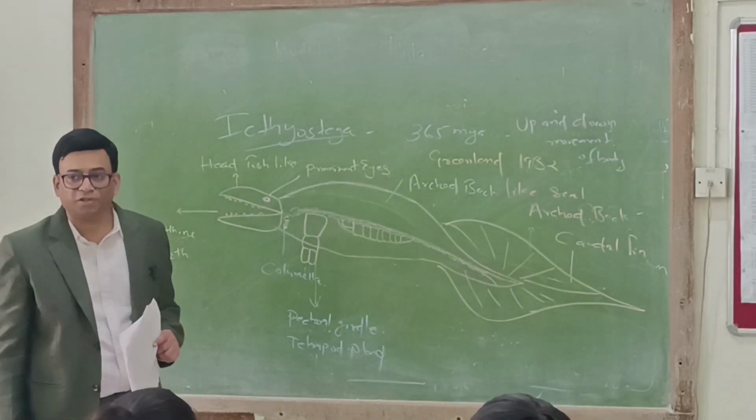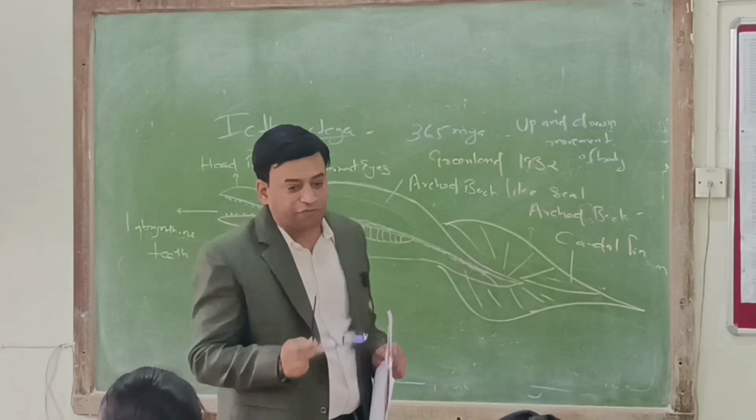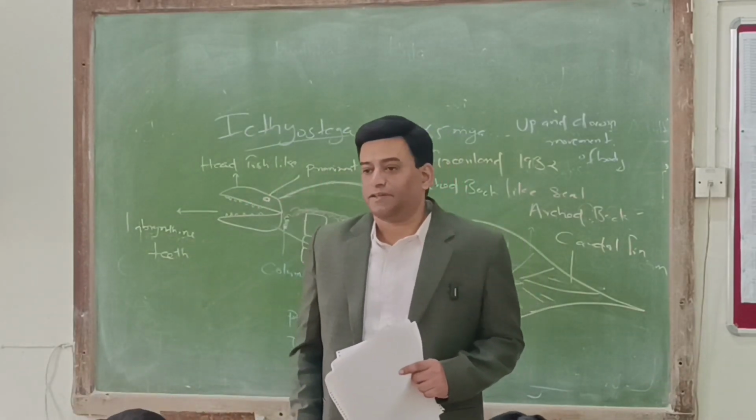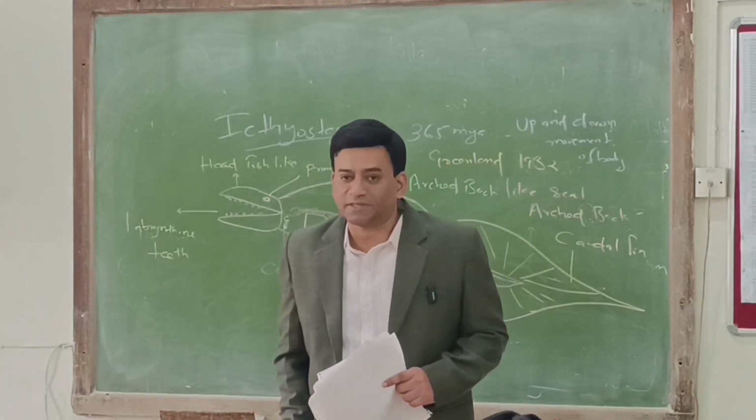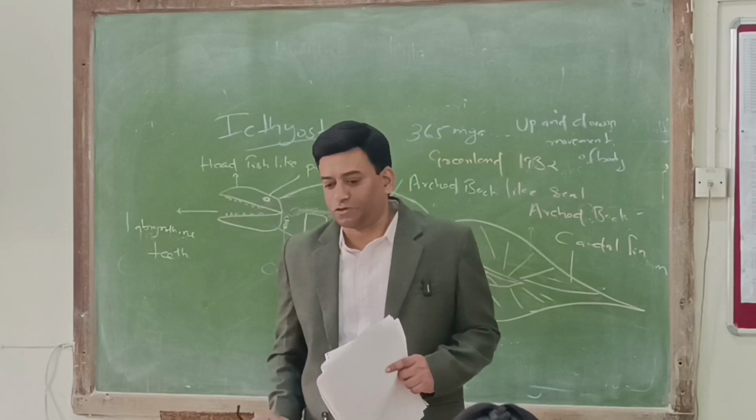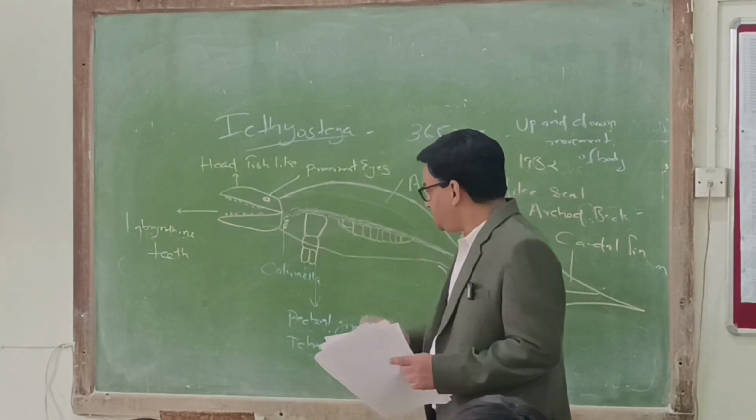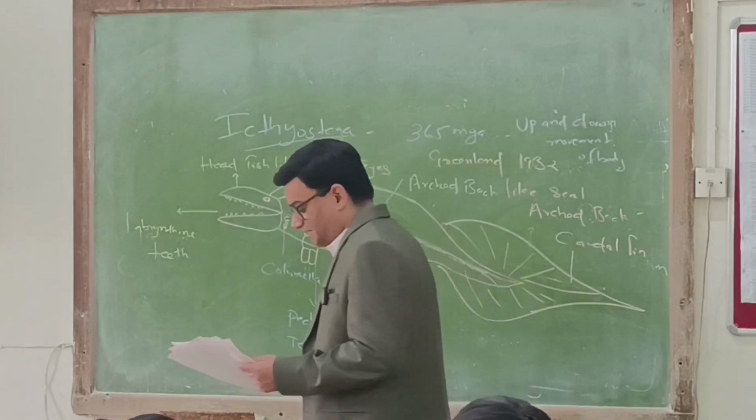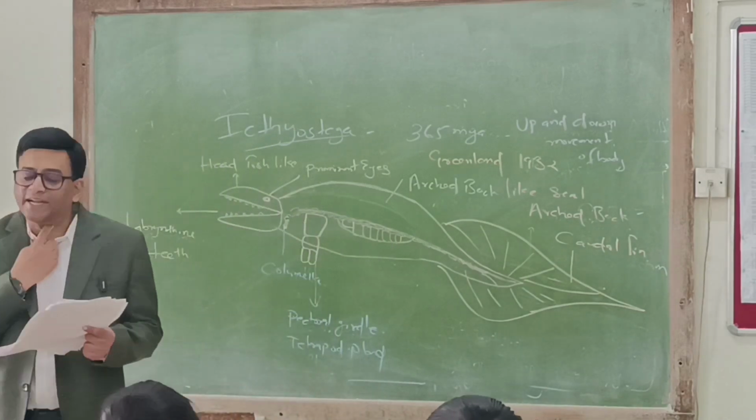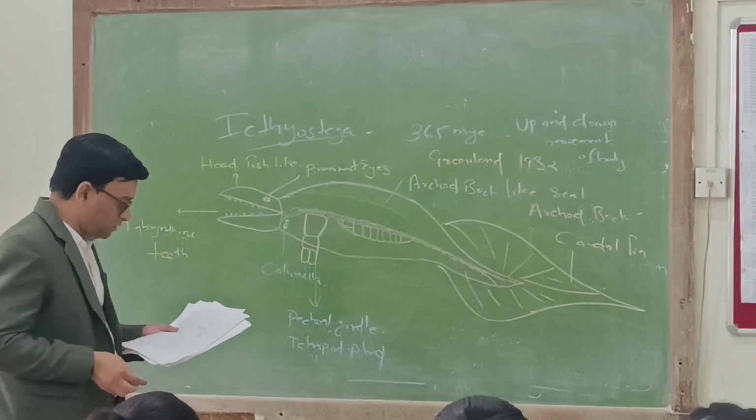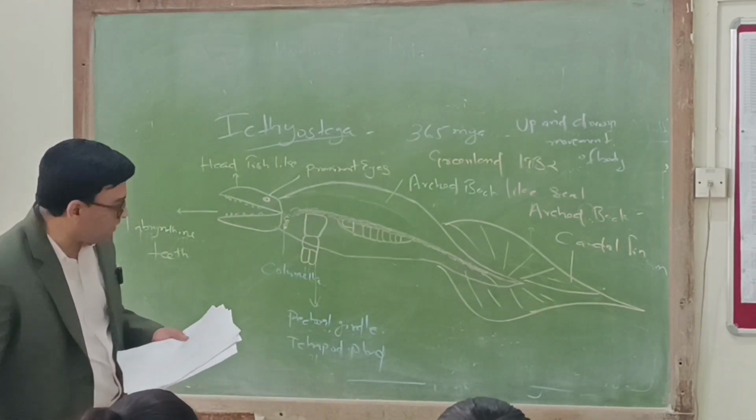So we don't know whether there are 8 digits or 4 digits or 5 digits. We don't know because in the fossil it is missing. So the fossil doesn't depict whether there is a pentadactyly or a hexadactyly or what. But then we have a hind limb, which again has a pelvic girdle.